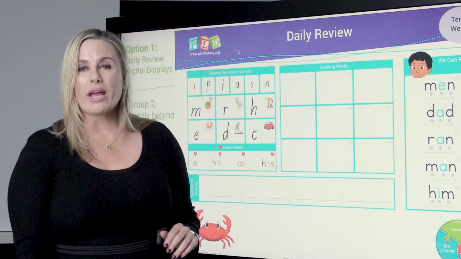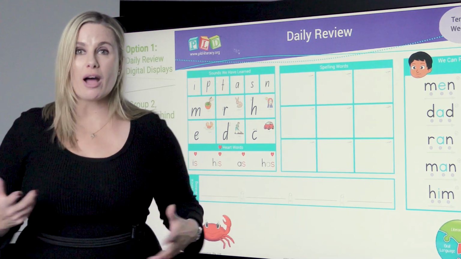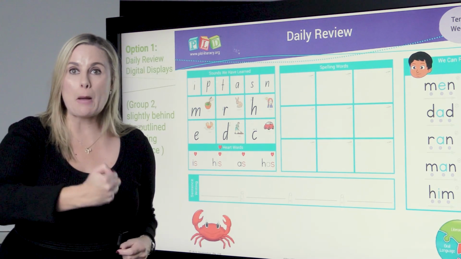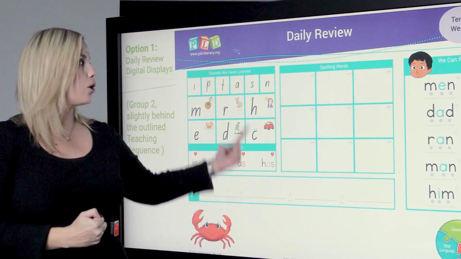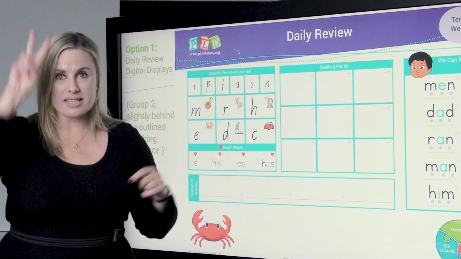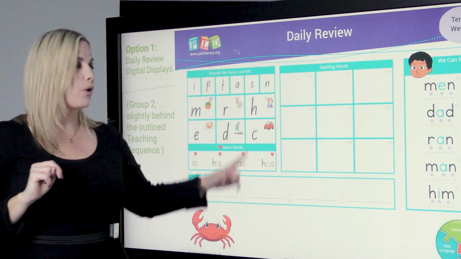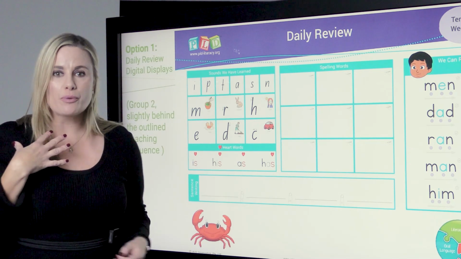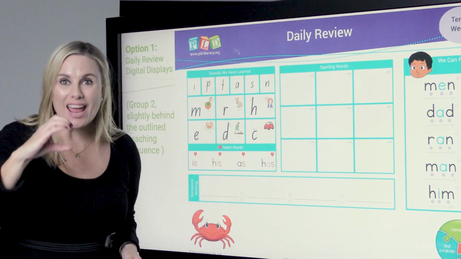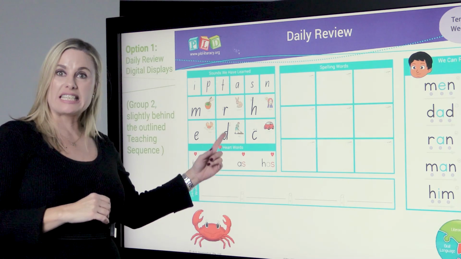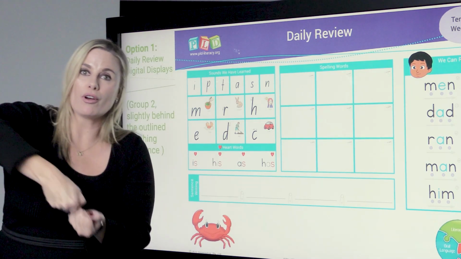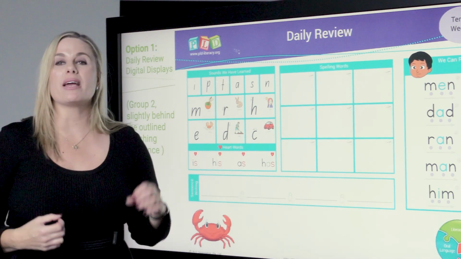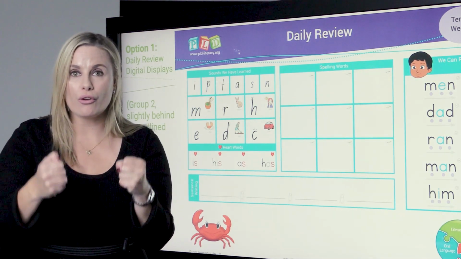Group 2, we have been revising our group 2 alphabet sounds. Let's go through them again. We have our letter M says m of mix. We've also been looking at the letter R says r of rabbit. We've also been looking at the letter H says h as in hot. Our letter E says e of egg. D says d of dig. And finally, we've been reviewing the letter C makes the sound k of car.